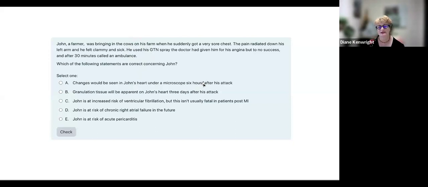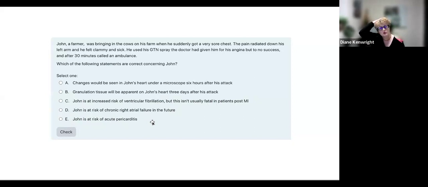Changes in John's heart under a microscope 6 hours after the attack. Well, apart from edema, that's pretty difficult to pick up. Granulation tissue, 3 days, 10 days. John is at increased risk of ventricular fibrillation. Yes, but this isn't usually fatal in patients post-MI. Wrong. John is at risk of chronic right atrial failure in the future. Well, that's slightly weird, isn't it? But yes, he is at risk of right heart failure in the future. And John is at risk of acute pericarditis. So he is at risk in a couple of days.